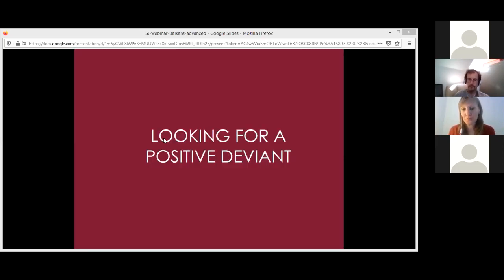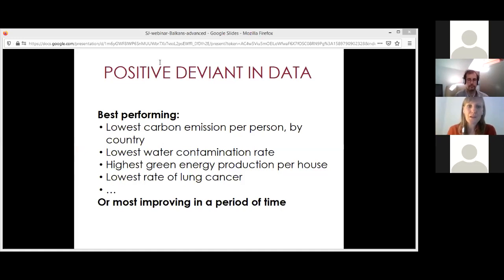This is what we are calling a positive deviant. We are looking for someone that's positive, that's simply doing it better. This is how you ask the question: who has the lowest carbon emission per person, which country, who has the lowest water contamination rate, the highest green energy production, maybe the lowest rate of lung cancer. This would be for an air pollution story, for instance.